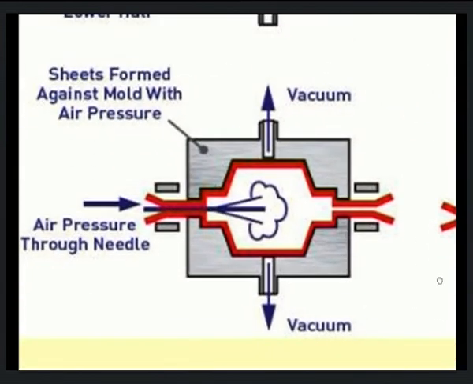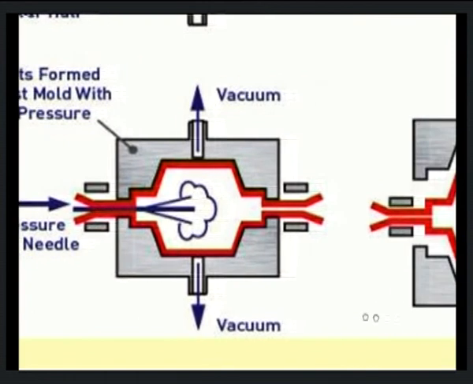In the third step, vacuum is applied at the top and bottom of the female mold. At the same time, air is also pumped in. As a result, the sheet would be forced to take the shape of the mold in this way, and also a hollow space would be created in between.